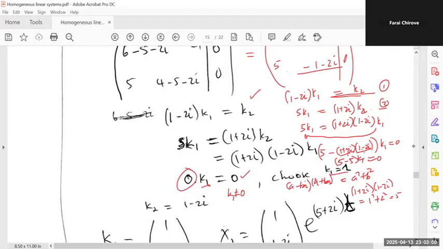And if we choose k1 to be equal to 1, then we can now come here and find that k2 is equal to 1 minus 2i. Basically, we said k1 is just arbitrary. So we're going to say k1, k2 equals k1 is arbitrary, but here k2 is 1 minus 2i times k1. We can factor out k1 outside and remain with 1 minus 2i inside.